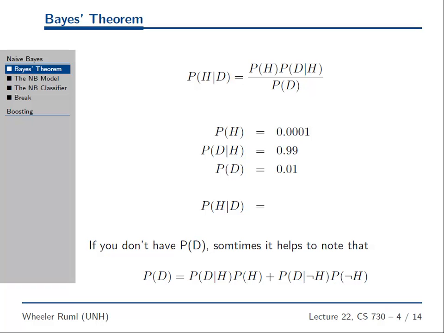Bayes' theorem. He was like an English reverend, and he was into math, and he died, and his friend was going through his papers in his attic and found this paper and said, oh, this is cool, and sent it off to the Royal Society of London, who published it, and he became famous. Posthumously.